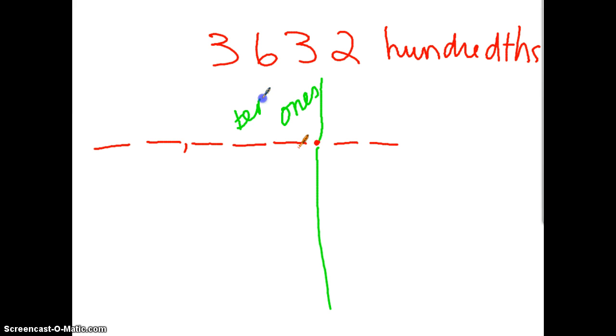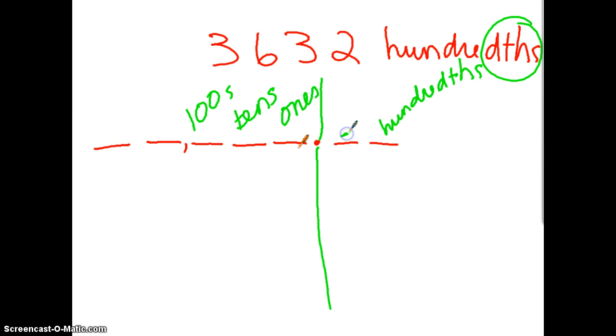So on our place value chart, this is our ones place. Yes, this is our tens place. Yes, this is our hundreds place. But it's asking for hundredths. And hundredths is very different than hundreds. All right? Now, hundredths is here. What is this place right here? Tristan, tell me real quick. It's tenths. Yeah, it's tenths.